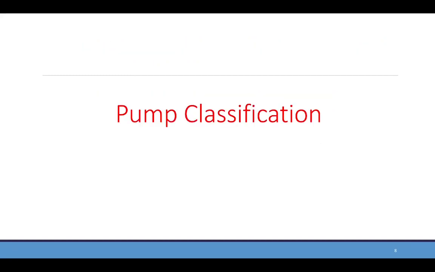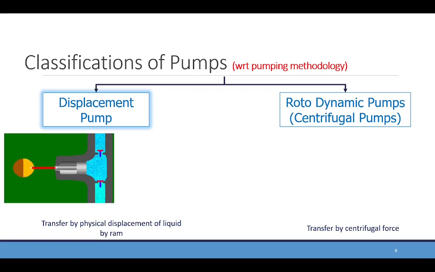Okay, let's now talk about the pump classification. The pumps can be classified into two main categories. The first category is the displacement pump, and this is an animation of one of the displacement pumps, which is called the Belanger pump. As you see here, we have a piston and a ram, and this ram is reciprocating back and forth, and by this action, the ram is physically displacing the water or the liquid that is pumped, and as a result of that, the liquid is moved.